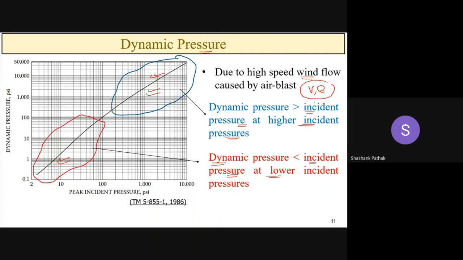So that's why dynamic pressure is somehow related with the incident pressure also. And these are the design charts developed based on several experimental data, and it has been found that these kinds of trends are generally observed. So most of the times for the purpose of design, these pressures are correlated with the incident pressures in an empirical way. For example, see this chart.